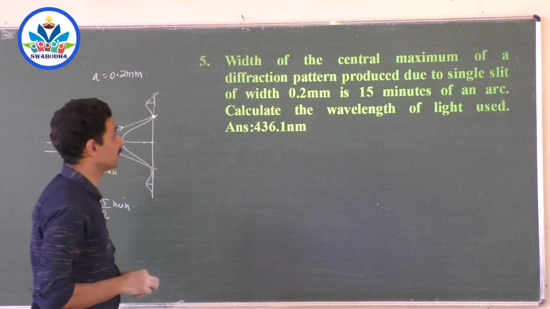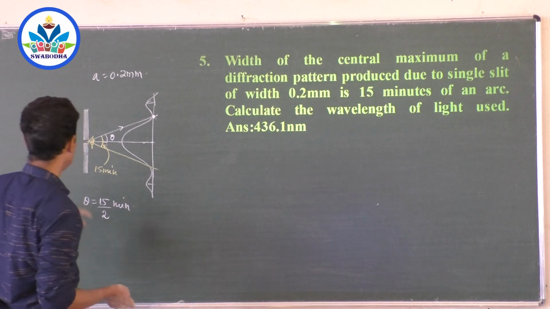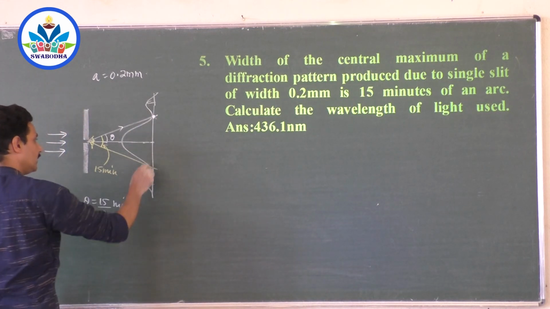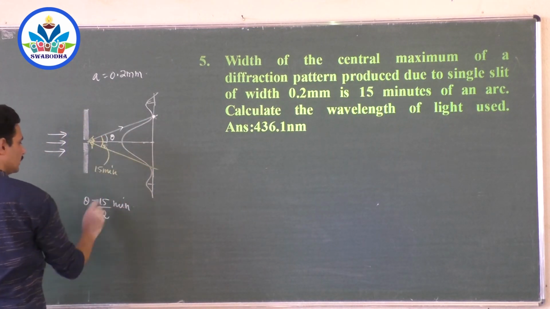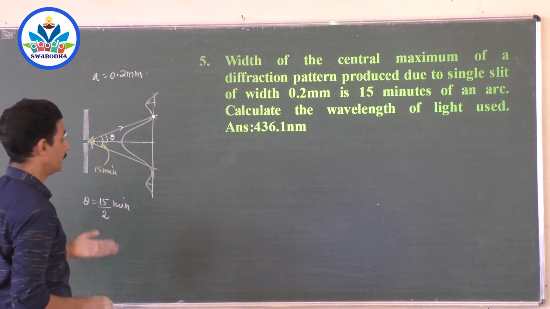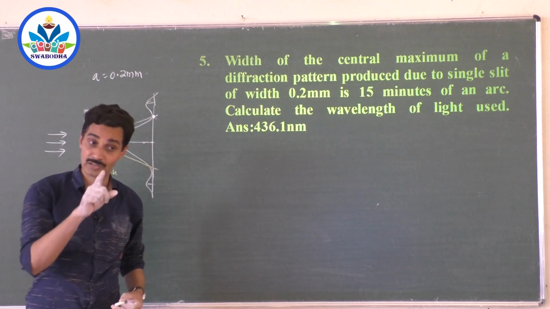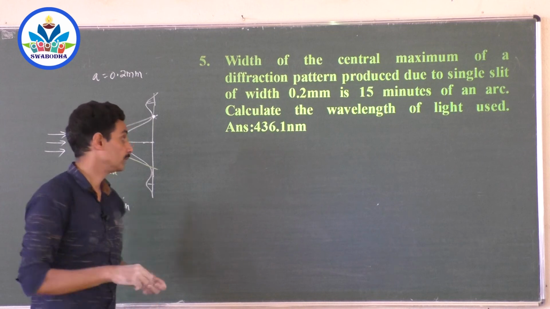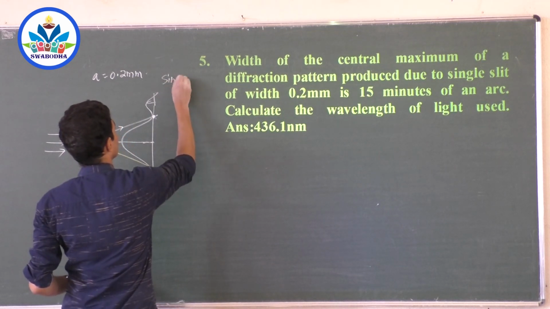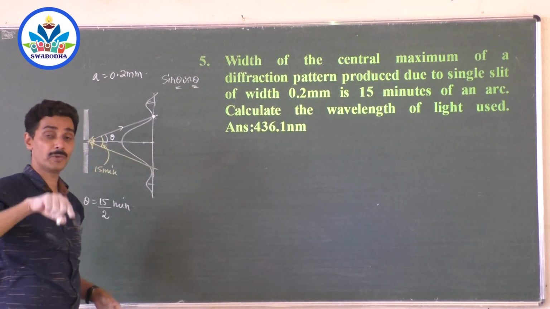Width of the central maximum of a diffraction pattern produced due to a single slit of width 0.2 millimeter. So a is 0.2 millimeter, and the angular width is 15 minutes of an arc. This theta is only 15 by 2. Now you can apply all the things that you know, but this is in minutes, and that has to be converted into radians, because if you want to write sine theta almost equal to theta, then theta should be in radians and very small, a small angle in radians.